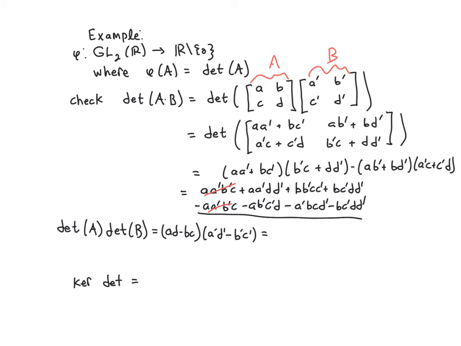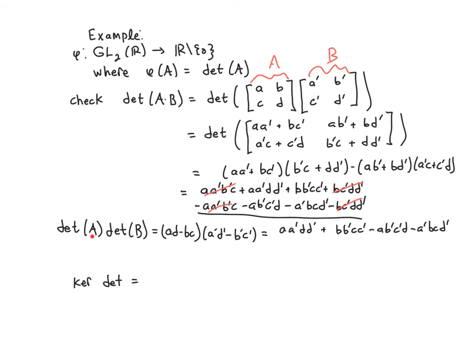And then we see that these first and last terms actually cancel. And what are we left with? A prime D prime plus B prime C prime, minus B prime C prime D, minus A prime B C D prime.